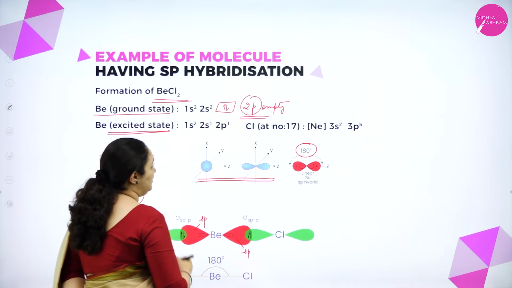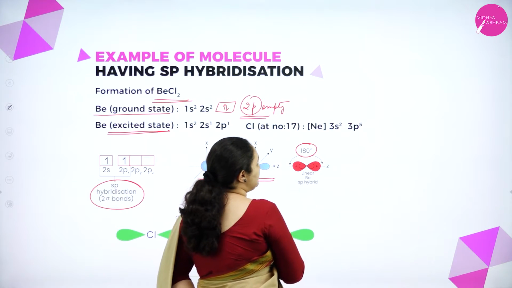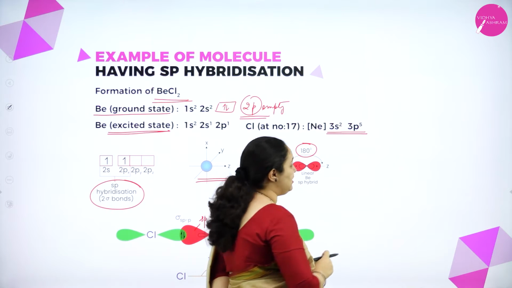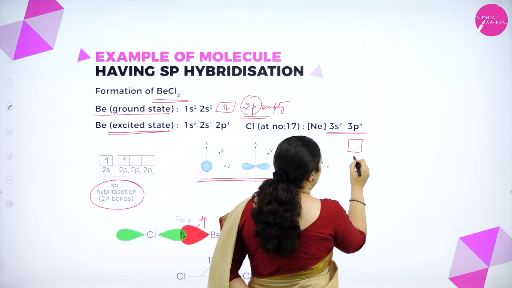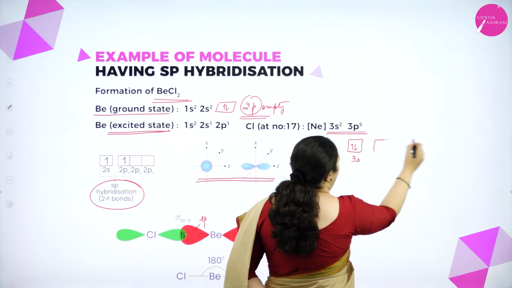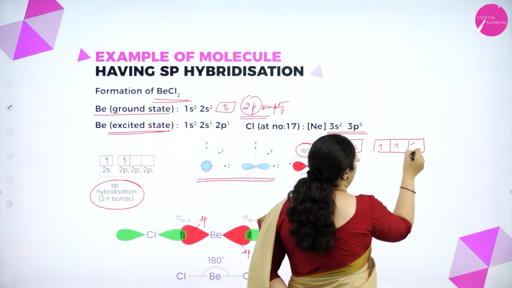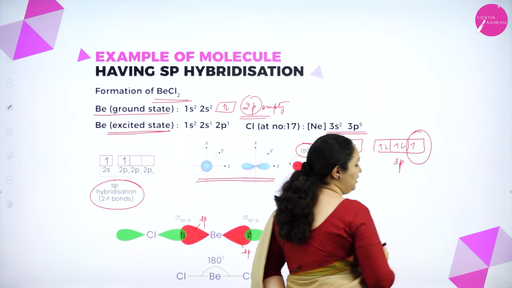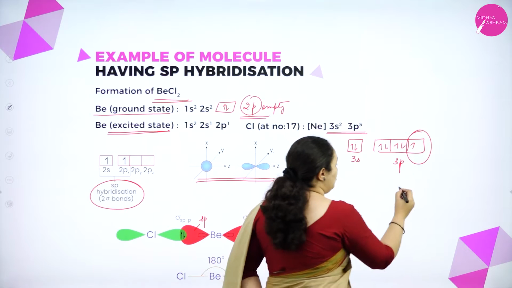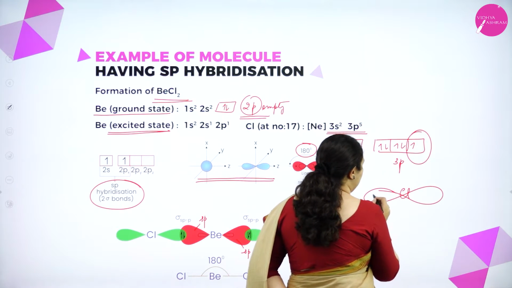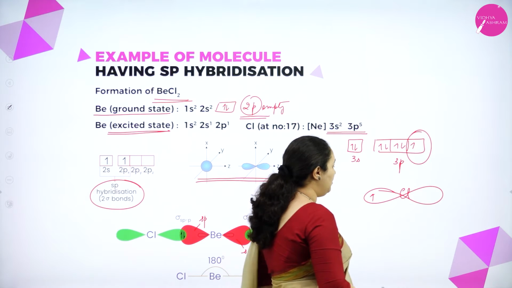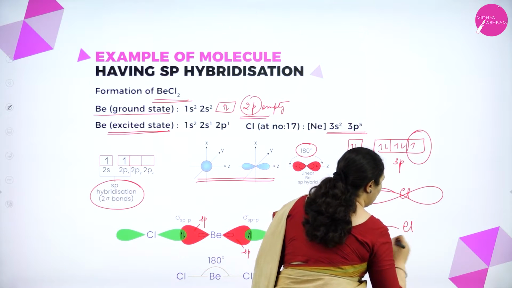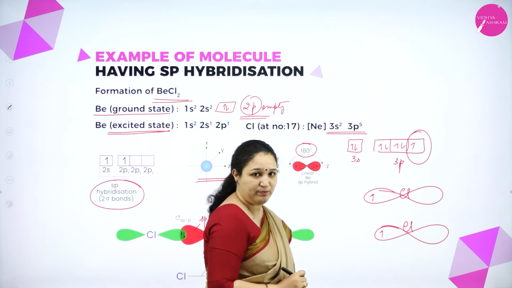Then what happened? Chlorine's atomic number is 17, so it has 3s2, 3p5 electrons in the valence shell. If I draw the orbital diagram, 3s2 electrons are there, and in 3p, 1, 2, 3, 4, 5, 5 electrons are there. So we have one p orbital which contains only 1 electron. So I can represent chlorine like this: this is the p orbital with 1 electron. Like this, I have 2 chlorine atoms, each with a p orbital with 1 electron.